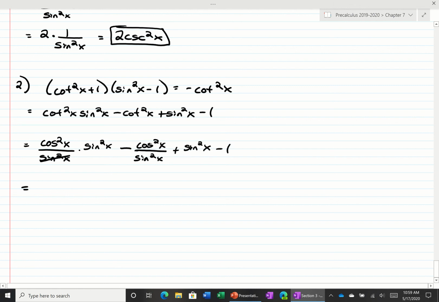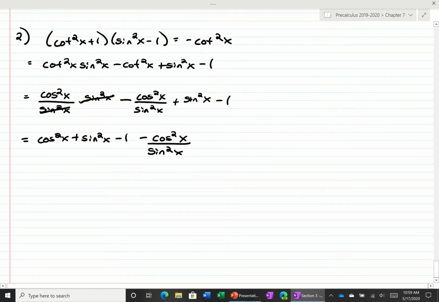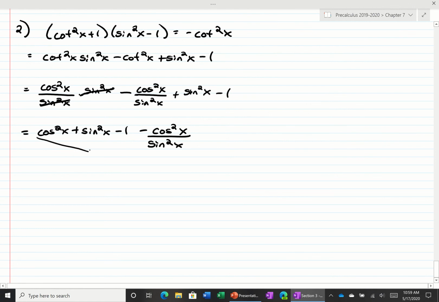And see what happens. These are going to cancel. And we get cosine squared of x. I'm going to put the fraction at the end here. Plus sine squared of x minus 1 minus cosine squared of x over sine squared of x. Well, hopefully bells are ringing off in your head. I mean, that's a Pythagorean identity. That's just 1. So 1 minus 1 cancels. And this is actually just negative cotangent squared of x.